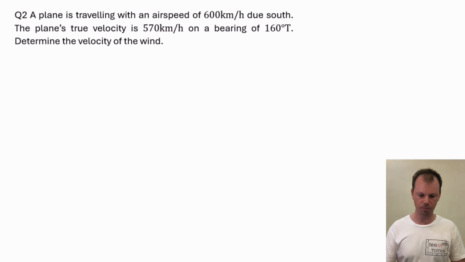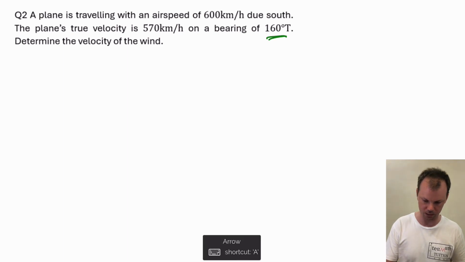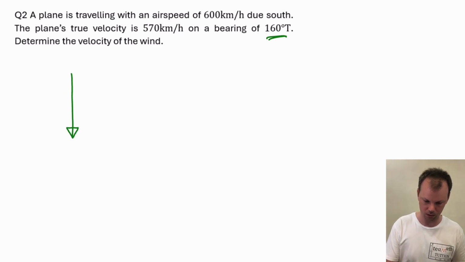So here we have a plane is traveling with an airspeed of 600 kilometers per hour south. However, the plane's true velocity is only 570 kilometers per hour on this bearing. The reason why it's different is because there's a wind, and we need to determine the velocity of the wind. So again, let's draw a picture. We've got 600 kilometers per hour due south.